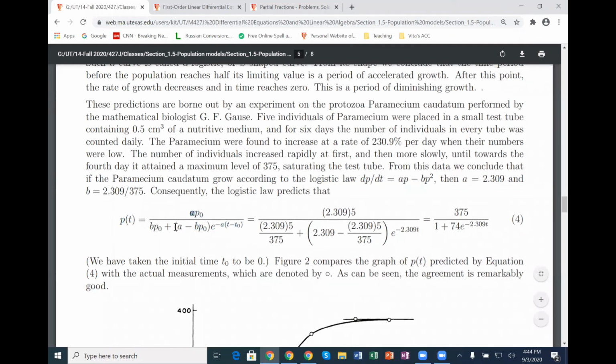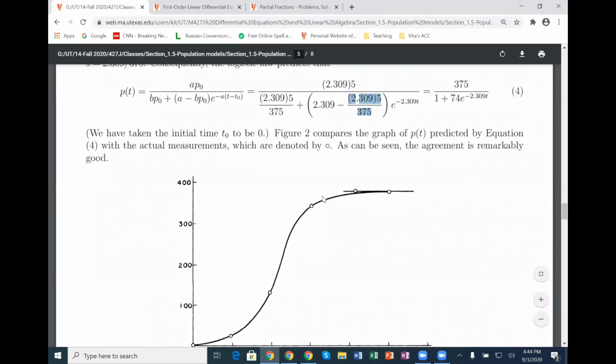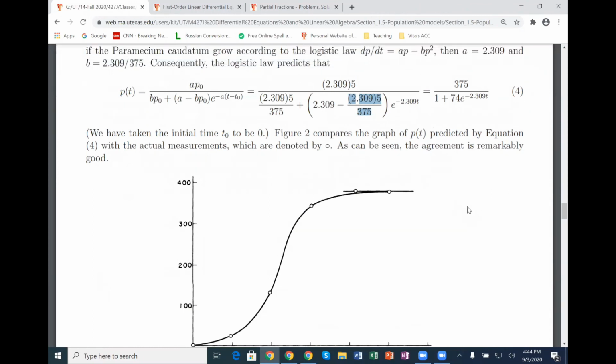We replace A here, here, and here by 2.309. P0, here we started with 5 individuals. 5 here, here, and here. We replace B by this fraction. Done. And after all simplifications, here is the formula. And if we sketch the graph of this function and compare with observed values, we will see that this formula gives us a very accurate approximation.